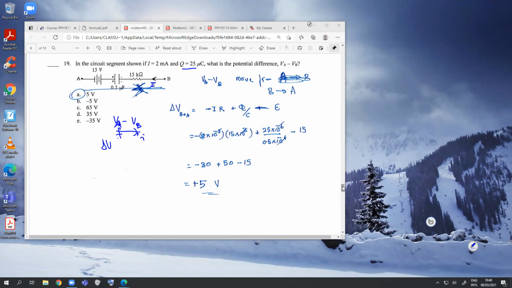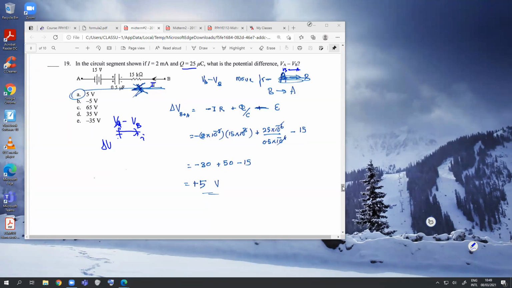So we start from point B, right? Because the question is asking VA minus VB. That means A is the final, B is the initial. So you have to start from point B, which is the initial, and go to A, which is the final. So suppose I switch the question. I may ask you, what is VB minus VA? Then you should know what to do. You have to start the other way around, okay? So we'll start from A.